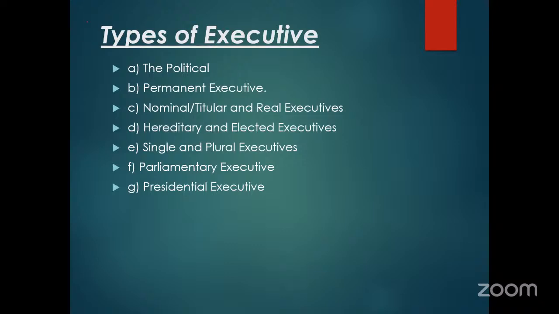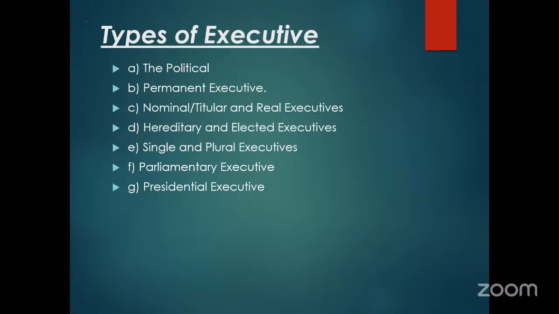Why are they called the permanent executive? It means they will be in the office or in the chair until they reach the age of retirement, that is the superannuation. They will get regular or fixed salaries, and they are hierarchically arranged. That is why they are called the permanent executive.